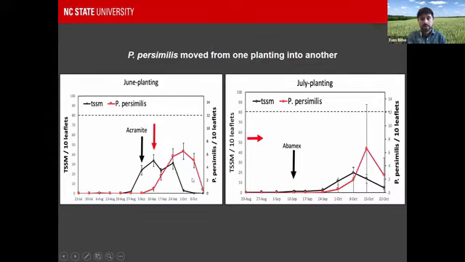But then you got these two plantings next to each other. It seems that Persimilis just moved right on over into the July planting and they kept spider mites extremely low the entire time. And you can see that action threshold up at the top. That's way up at the top of the figure.